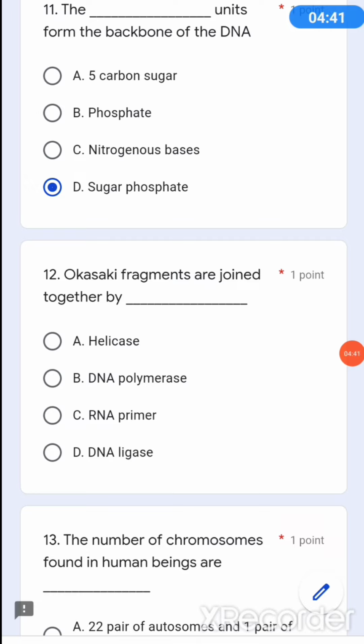Next, 19th lesson, Origin and Evolution of Life. 14. The use and disuse theory was proposed by Jean Baptiste Lamarck.